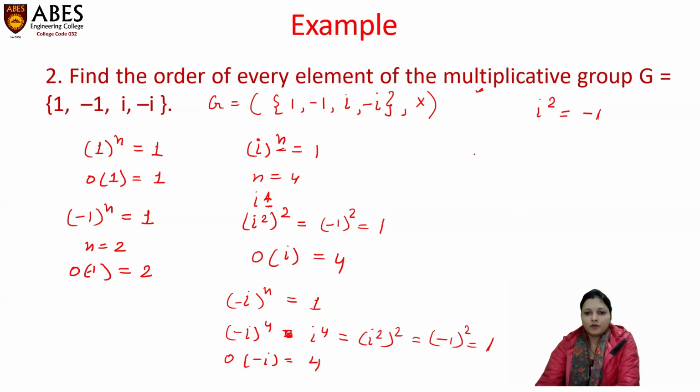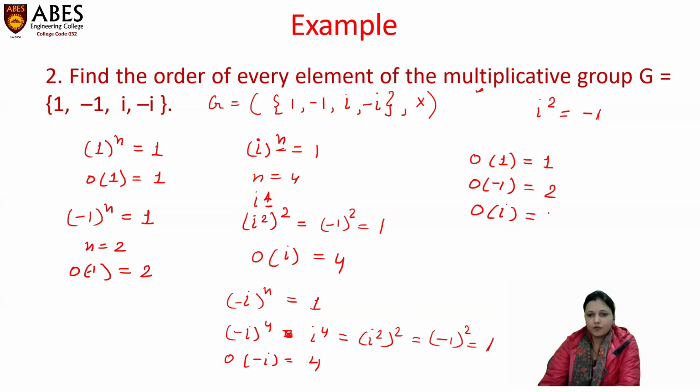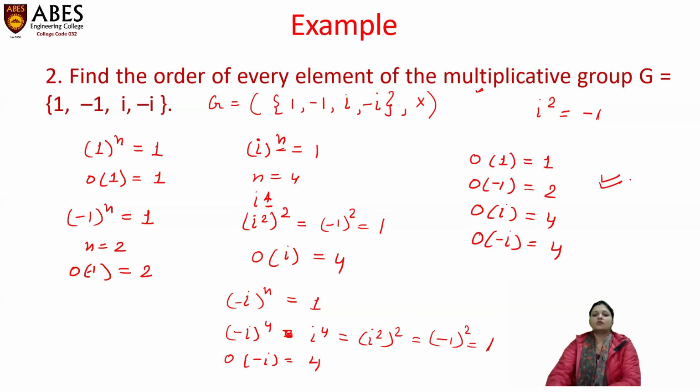If we summarize this question, the order of 1 is 1. The order of minus 1 is 2. The order of i is 4. The order of minus i is also 4. This is the answer for this question. This is how we will calculate the order of an element in a group.